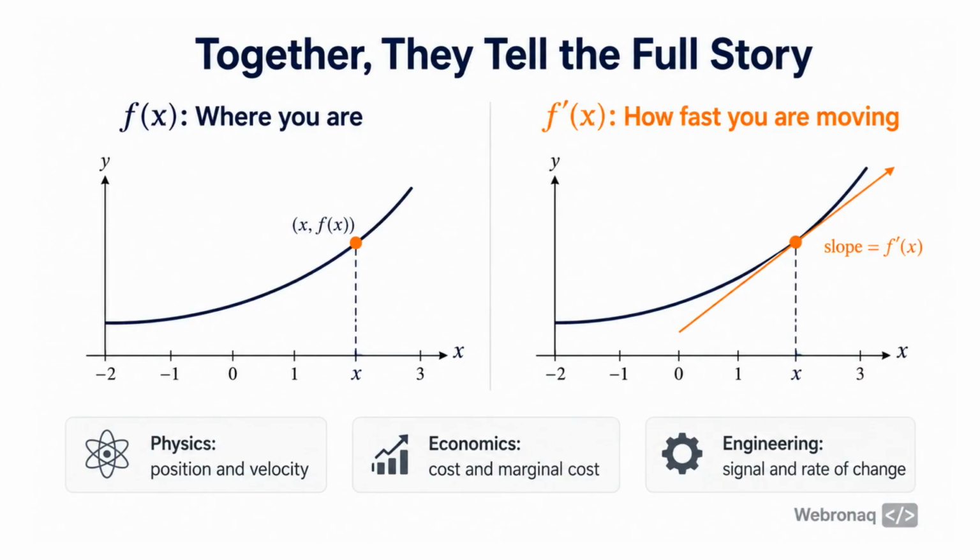Alright, let's bring this home. f of x and f prime of x are partners, not competitors. f of x tells you where you are. It gives you the actual value of a quantity at a given input. f prime of x tells you how fast that quantity is changing at exactly that same moment. In physics, f of x might describe a position, and f prime of x becomes the velocity. In economics, f of x could be a cost function, and f prime of x becomes the marginal cost, which tells you how costs shift as production changes.